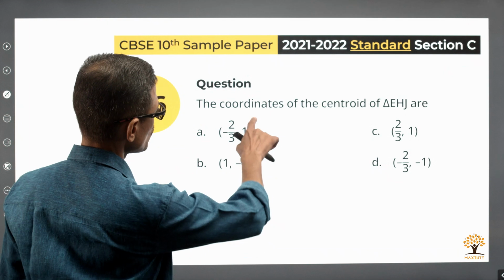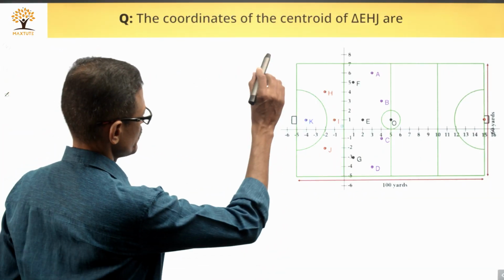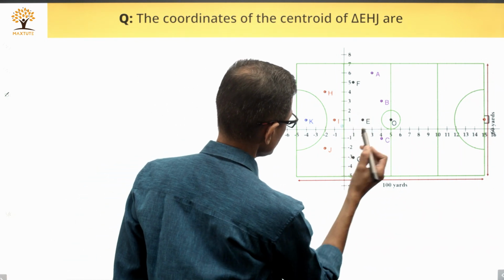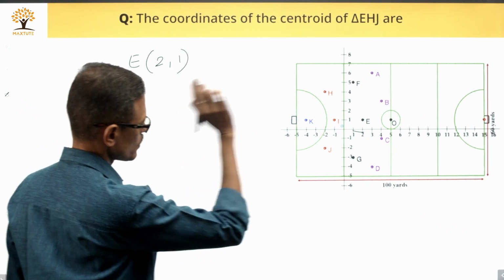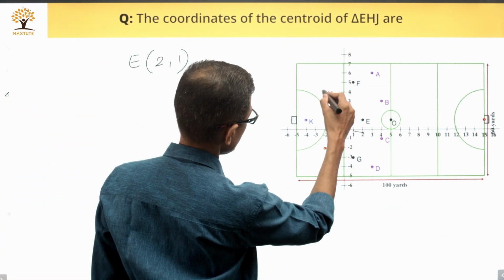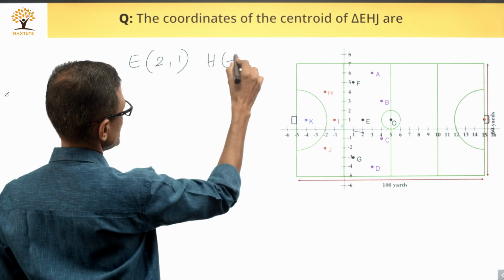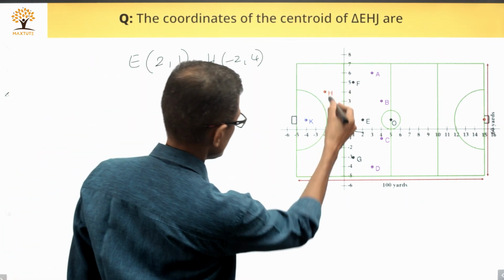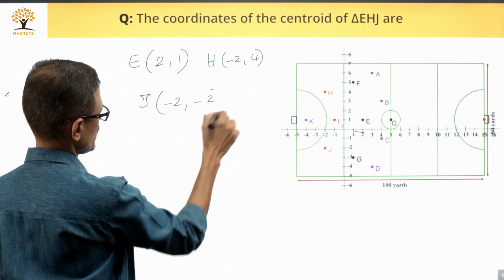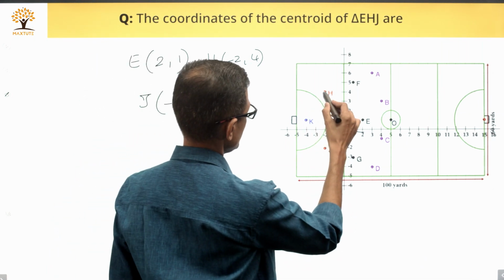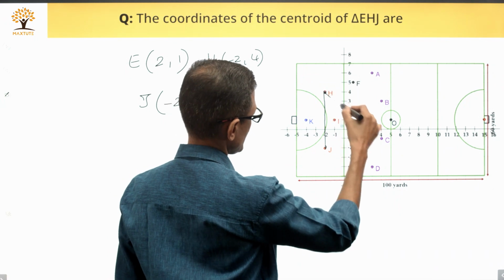First of the questions, the coordinates of the centroid of this triangle EHJ, okay. We will pick coordinates of E, this is E, 2 comma 1, right, coordinates of E are 2 comma 1. Let us pick the coordinates first. H is the second vertex, which is minus 2 comma 4, and then we have J, which is minus 2 comma minus 2. These are essentially, right, E, H, J form a triangle.